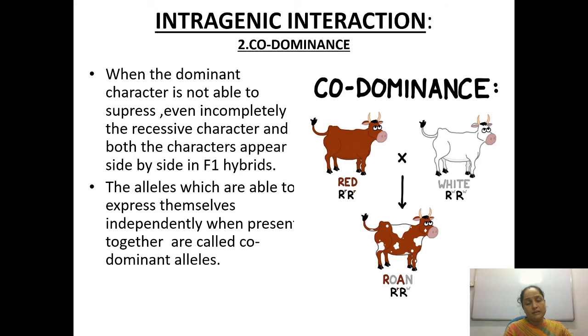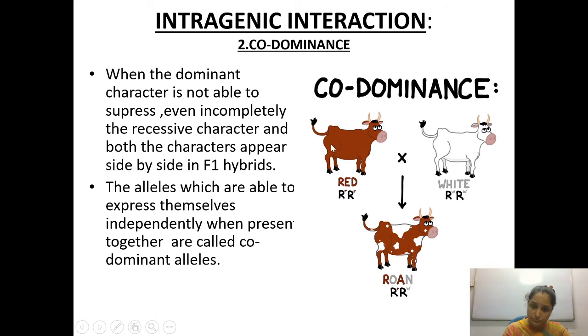Next one, in the intragenic interaction, codominance. See, the term co itself indicates that both are going to show their appearance. None is going to be the dominant, none is going to be the recessive. Both are going to show the dominating trait. Okay? So here, a dominant character is not able to suppress, even incompletely, the recessive character, and both the characters appear side by side in F1 hybrids.